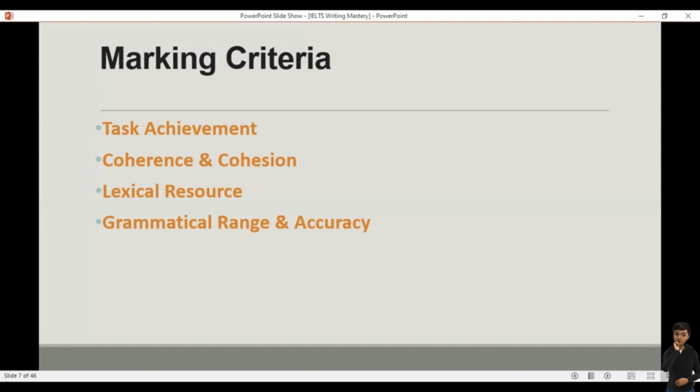Task achievement is generally that you have written an appropriate response and you have written a total of 150 words for task 1 and 250 words for task 2. Coherence and cohesion is all about the organization of your ideas. There must be relevancy, and there must be organization of your thoughts. Number 3 is lexical resource. This is what we call vocabulary, and then grammatical range and accuracy. This is really, really important in order to get band 7 or higher.